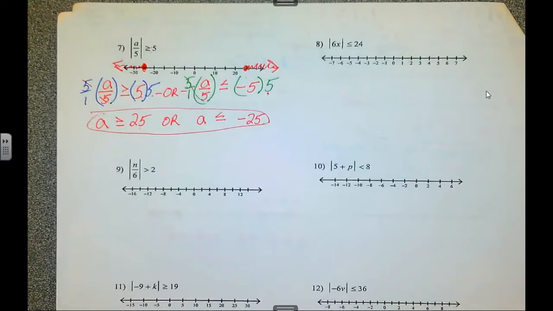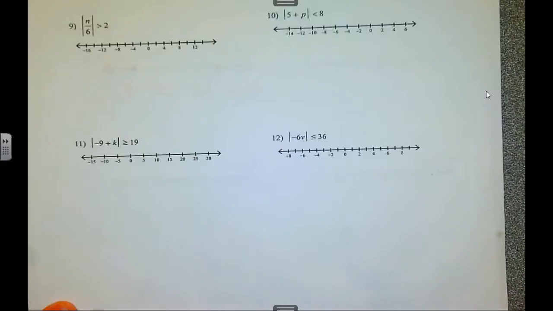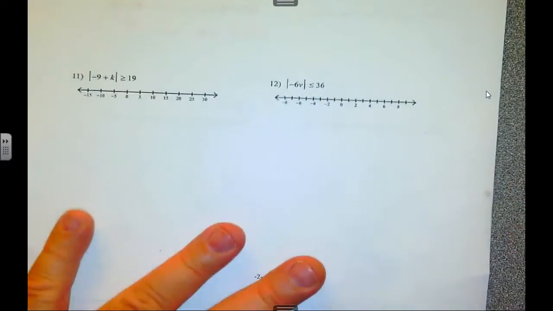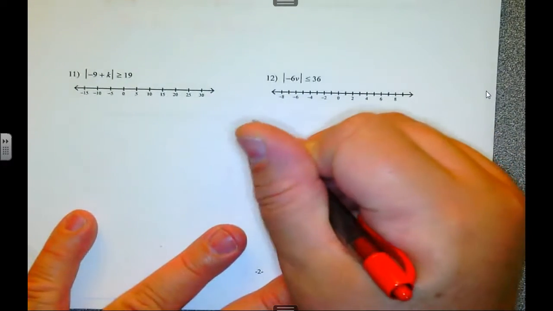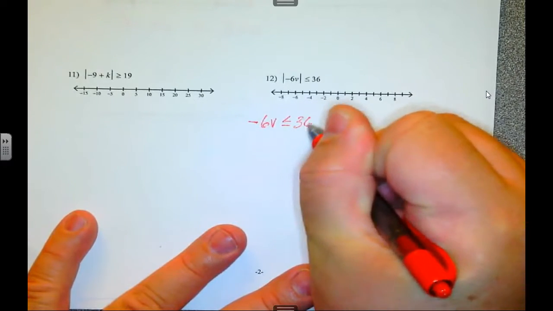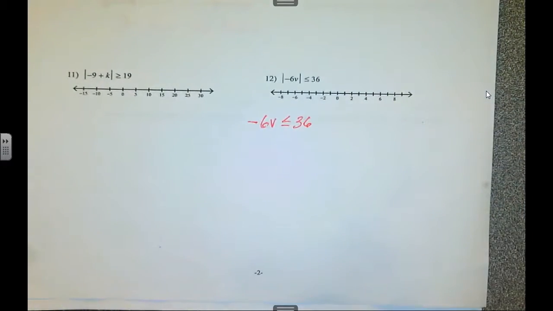In fact, let's do number 12. It's a good question. Let's do number 12. Okay, case 1. Negative 6v less than or equal to 36. Oh, it's a less than sign. Yeah, I didn't think they had less thans until the next page. That's okay, we can do less thans.